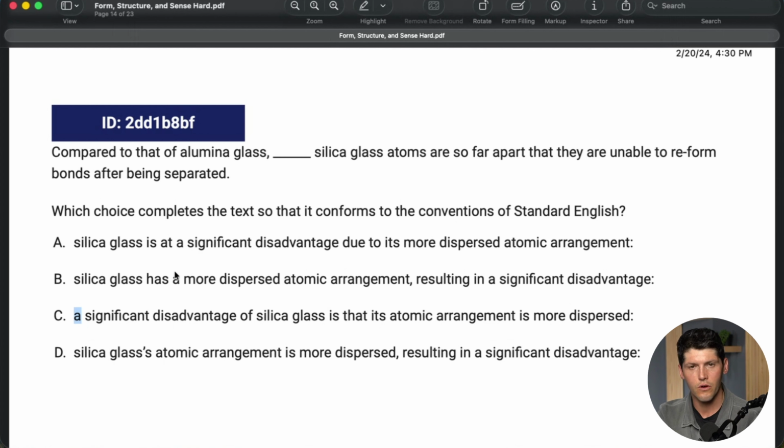Okay. So let's now turn our attention to the other thing that's in the so-called form, structure, and sense category. So this is the other half of form, structure, and sense. And that is just verbs, okay? There are 3 types of verb questions. And I'm actually going to start with type 1 because I'm so creative.